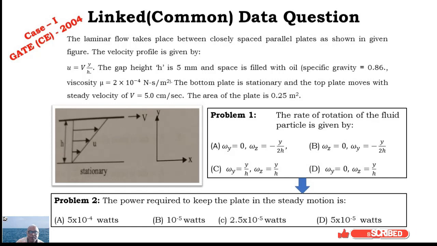And for problem number 2, there are again four options. The power required to keep the plate in the steady motion is, option A is 5 into 10 raised to minus 4 watts. Option B is 10 raised to minus 5 watts. Option C is 2.5 into 10 raised to minus 5 watts. And option D is 5 into 10 raised to minus 5 watts. So this is the problem asked in the GATE examination 2004.